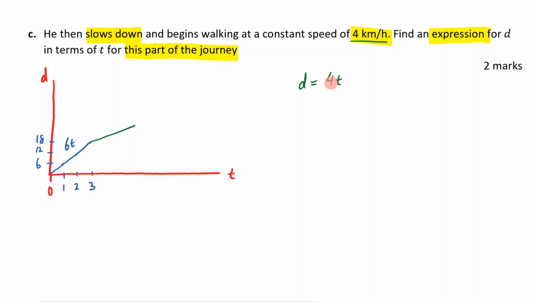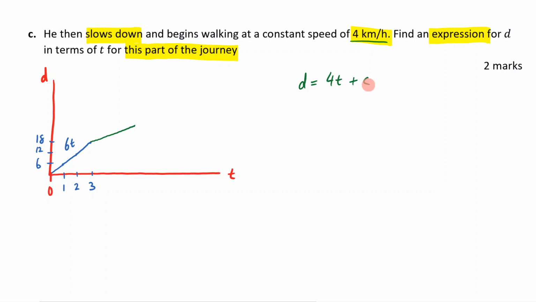But what we need to be careful of here is that this line is lifted up. It's not going through the origin. It's up here. So I need to figure out, if I were to extend this out, what would be my y-intercept? Because I've vertically shifted up. So I'm 4t plus some constant. Let's just call it c for the time being. So we need to find what this c is going to be.